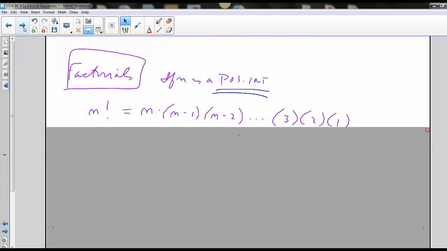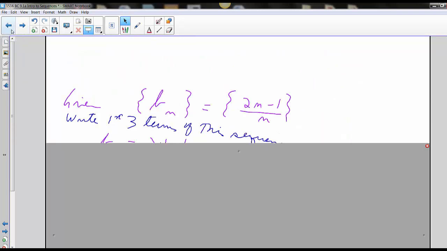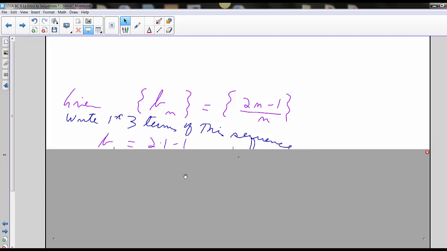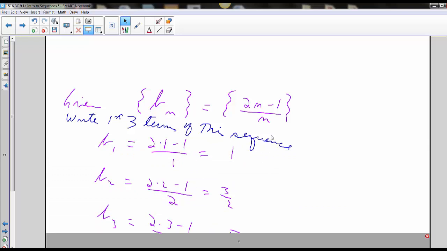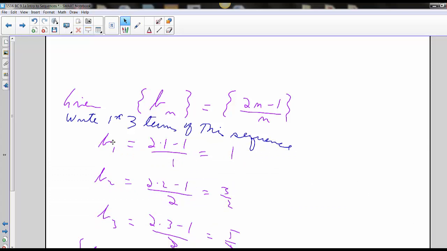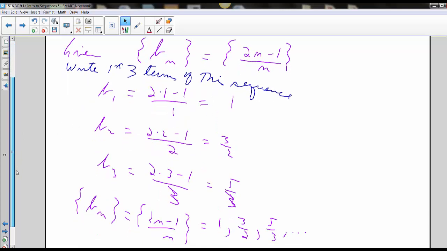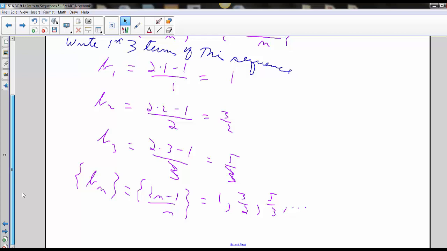Here's another example, the sequence b_n equals 2n minus 1 over n, and the question is to write out the first three terms of this sequence. This is extremely simple. They want b_1, b_2, b_3. You simply replace the n's by 1, then by 2, and then by 3. So the first three terms are 1, 3 halves, 5 thirds, etc.